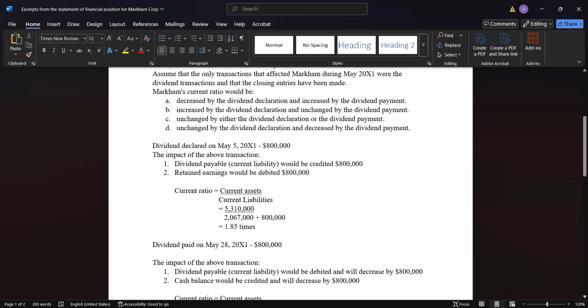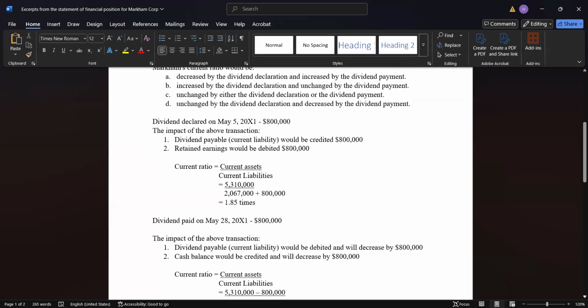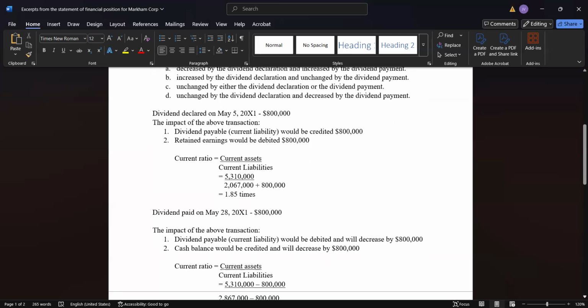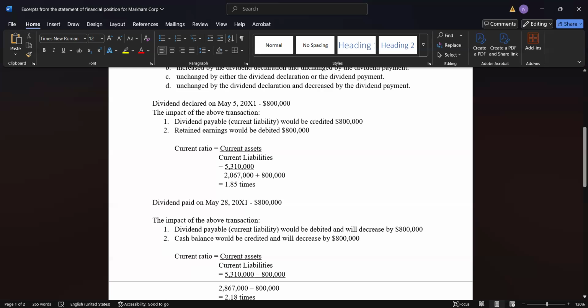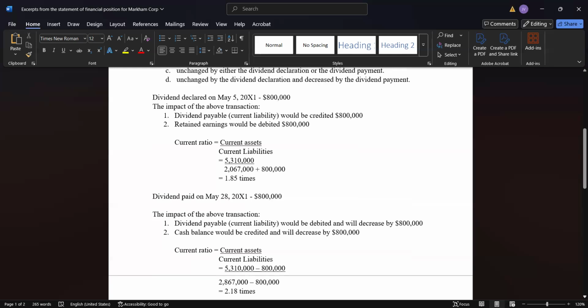So the impact of that on the current ratio, because the question is about the current ratio: current assets as of now stand at 5,310,000. That will decrease by 800,000. Now the new current liabilities on declaration of dividend stand at 2,867,000. That will reduce by 800,000. So it will go back to the old figure, which is 2,067,000. So the new current ratio here is 2.18 times.